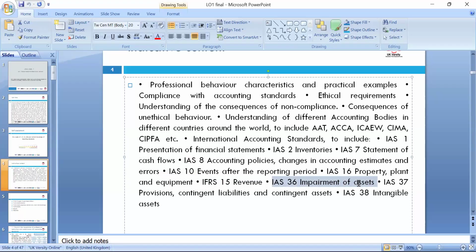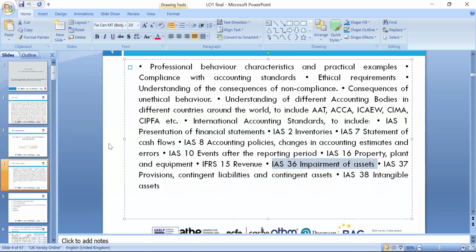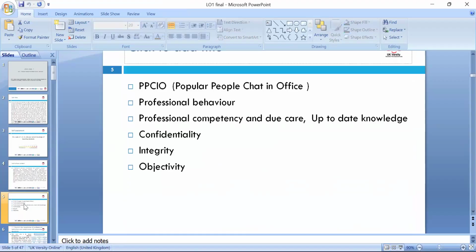Next, IAS 36 impairment. We will look at impairment losses or adjustments, how we can do them as assets need to be impaired, and we'll go through provisions. We'll also discuss tangible and intangible assets.